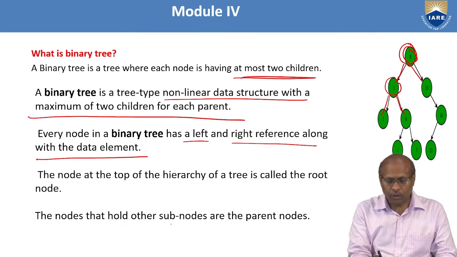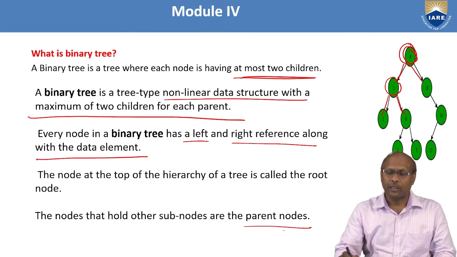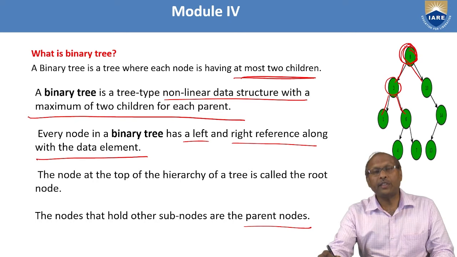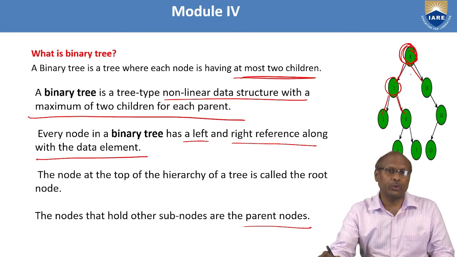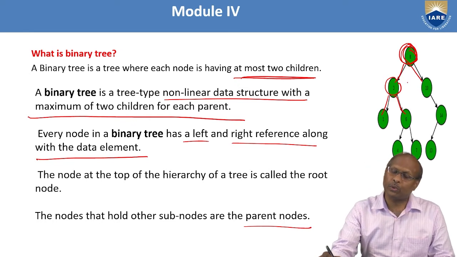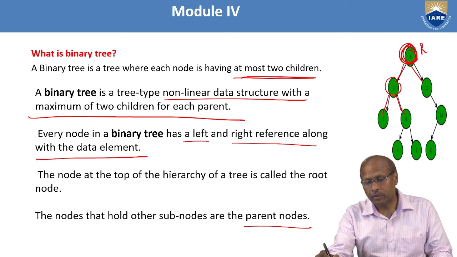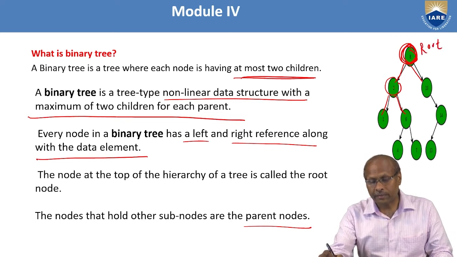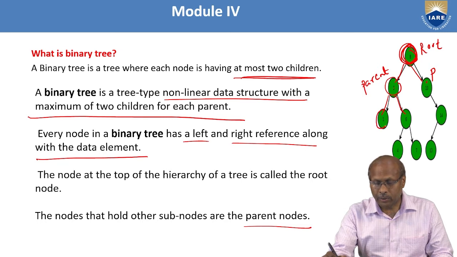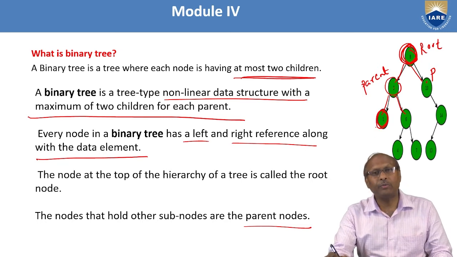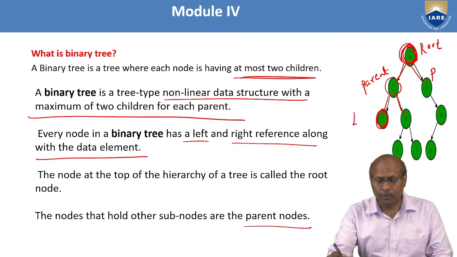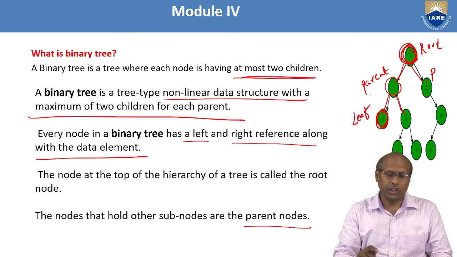The node that holds other subnodes is called a parent node. So here, every root node is a parent node, but every parent node is not a root node. Reverse is not true. Similarly here, if you observe, this is the root, whereas this is a parent, but not the root. Similarly, this is also a parent. And this one has no child. So when a node has no child, then that is only a leaf node. This way you can differentiate.